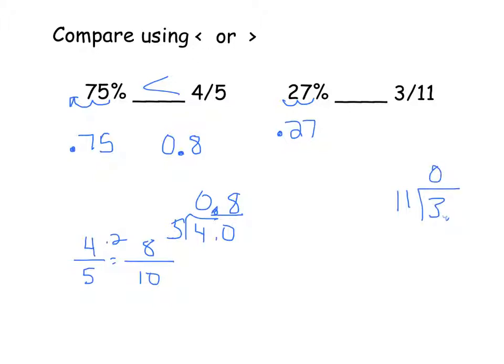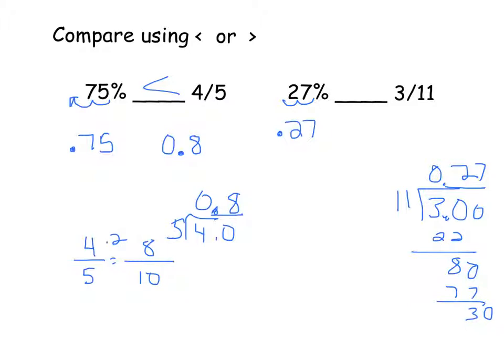11 goes into 0 zero times, so I'll put my decimal and start adding zeros. 11 goes into 32 times, that doesn't really help us. Carry the 8 down, add a 0. It goes into 87 times.